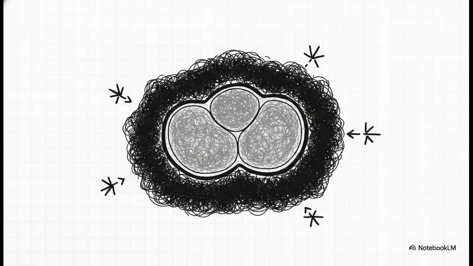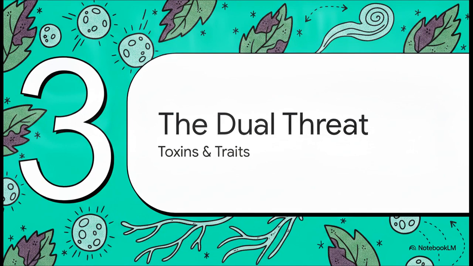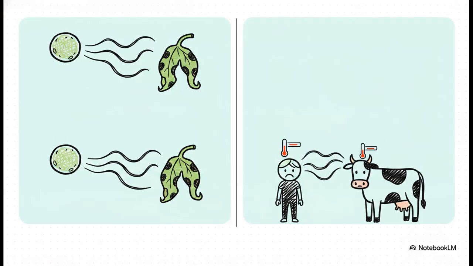Section 3. The dual threat. Toxins and characteristics. Let's shift our focus to how this necrotrophic fungus actually attacks. And necrotrophic just means it kills host cells to feed on them. It essentially uses chemical warfare, producing two very distinct types of secondary metabolites. On one hand, we have phytotoxins, which specifically target plants, causing severe cell death or necrosis.